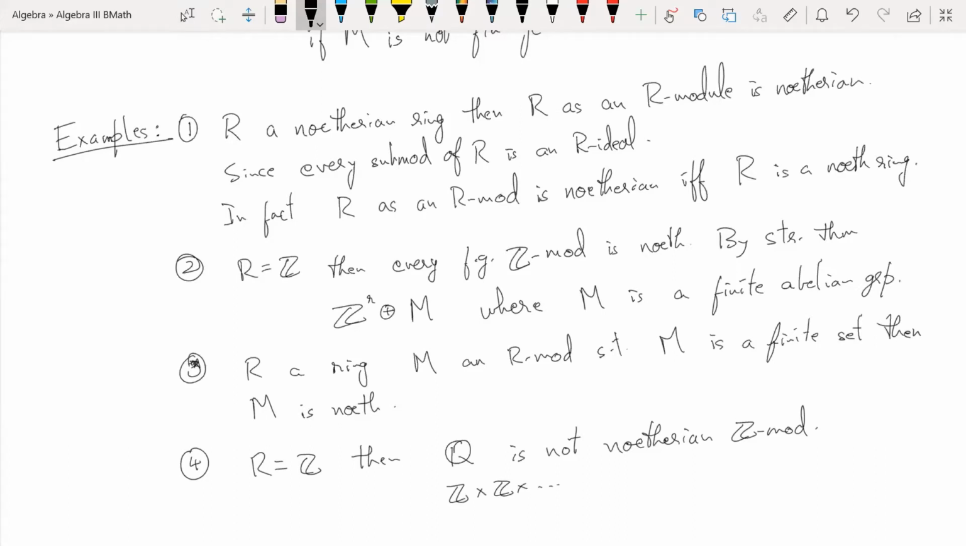So infinite copies of Z. The product of Z, with scalar multiplication component-wise, makes this into a Z-module, and this is not going to be Noetherian. Or you can take the infinite direct sum as well. So these are non-Noetherian.